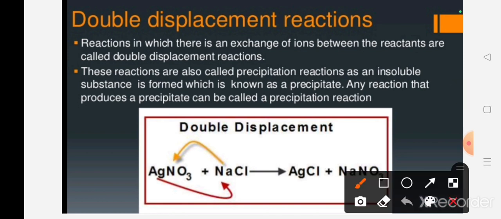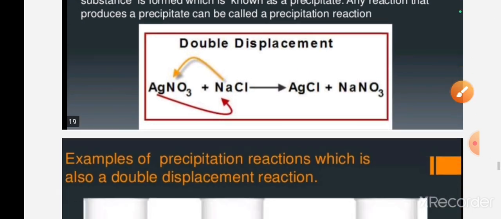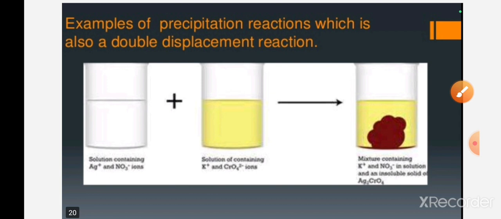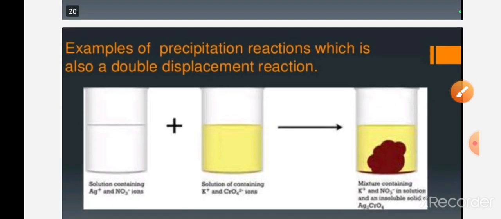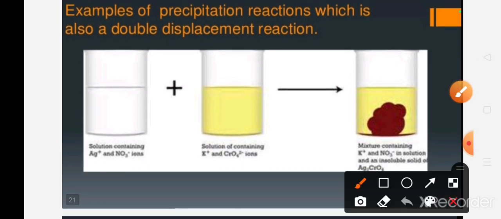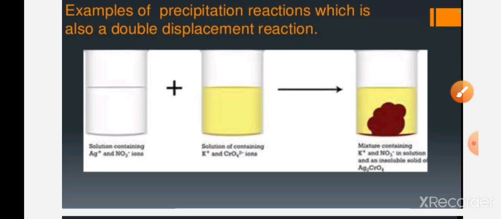For example, silver nitrate reacts with sodium chloride. It gives silver chloride and another product, sodium nitrate, NaNO3. Then see here, silver nitrate, okay, and potassium, whatever the reactions are here, the insoluble substance that is formed is called a precipitate. Okay, here also a precipitate is formed.